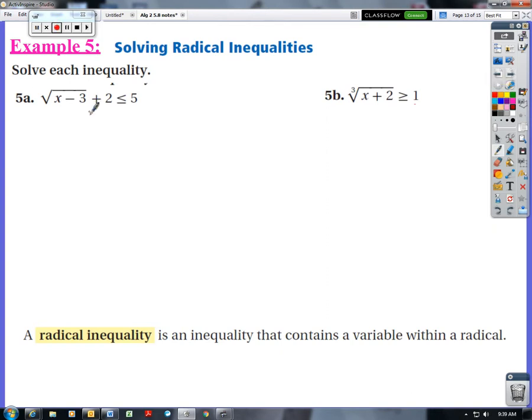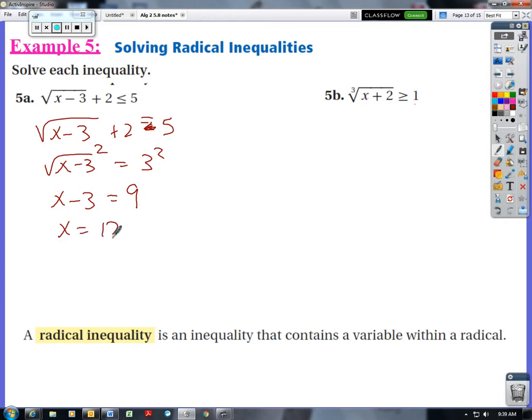To solve this, we're going to solve it in the usual way to get our critical number. Oh, let's just make that an equals. So I have to isolate my radical. I need to move my 2 over by subtracting it. So I'm going to have 3 over there. I square both sides, so I get x minus 3 equals 3 squared, which is 9. Add 3, I get 12. I'm going to do a quick check. 12, that's 9, the square root of 9 is 3. 3 plus 2 is 5. Okay, then, that's the first critical number.